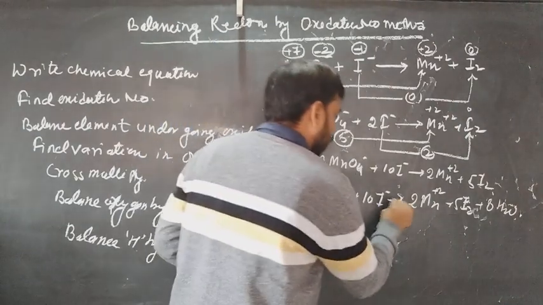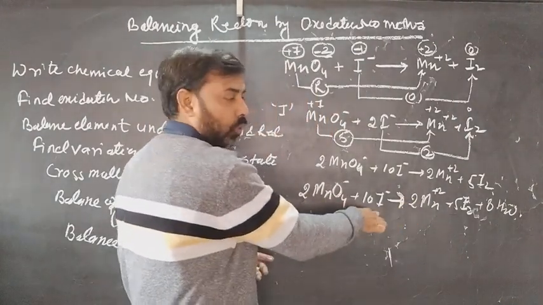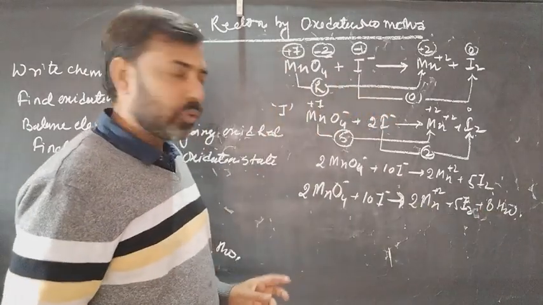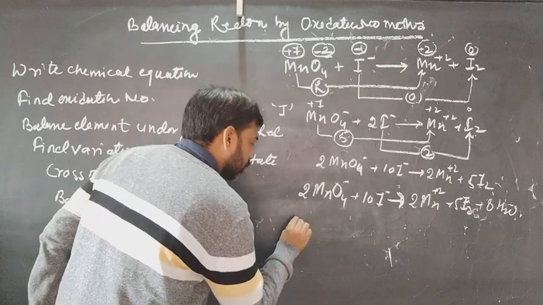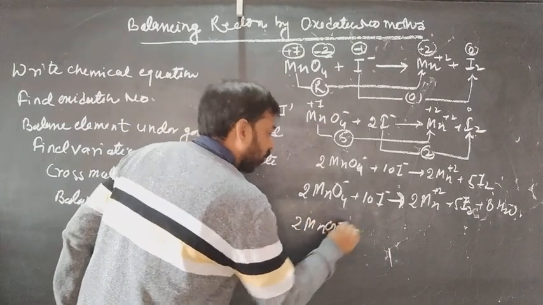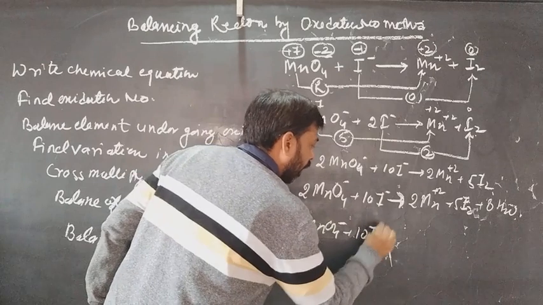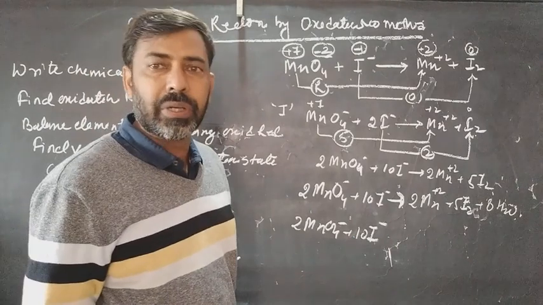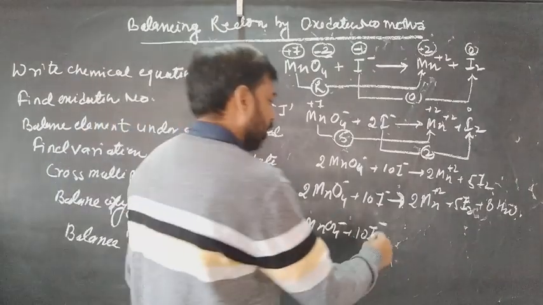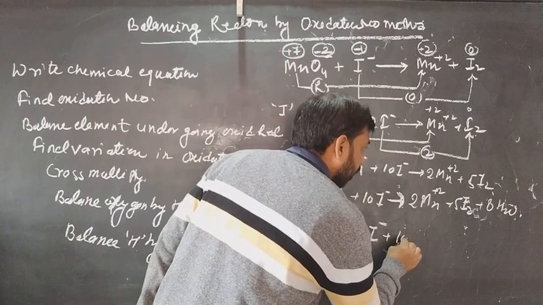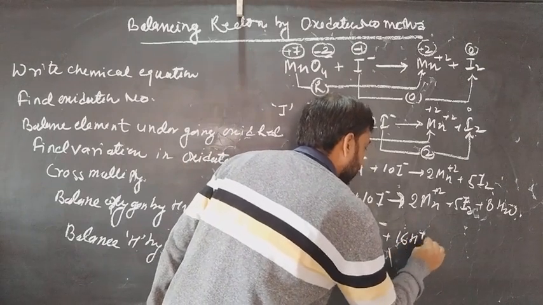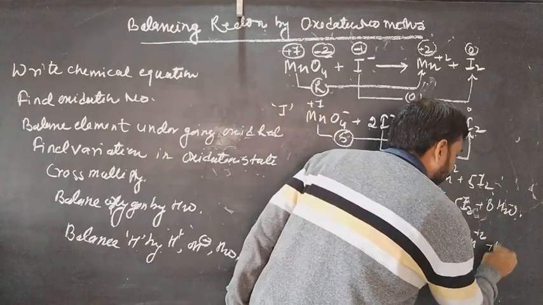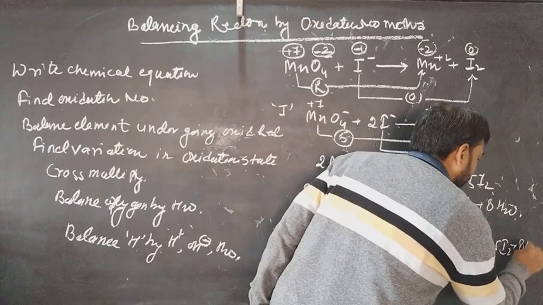Finally, it's hydrogen. How many hydrogens are there? On the left hand side, no hydrogen, and on the right hand side, total 8 times 2, 16 hydrogen. So we are just balancing it. So it is 2 MnO4 minus plus 10 iodide ion. मैंने आपको पहले कहा it is in acidic medium, and in acidic medium we balance the hydrogen by H plus sign. तो यहाँ पे plus 16 H plus ion gives 2 Mn plus 2 plus 5 I2 plus 8 H2O.